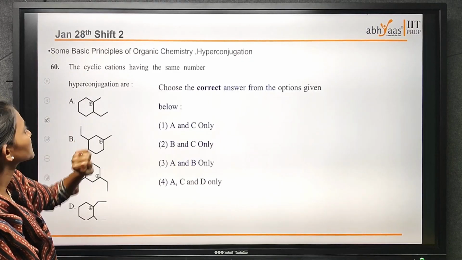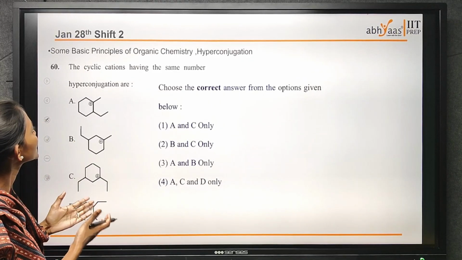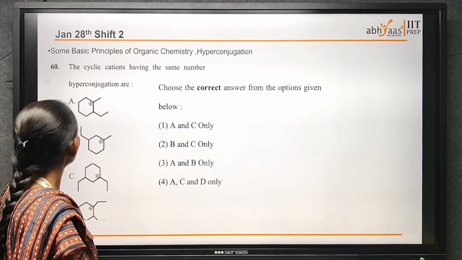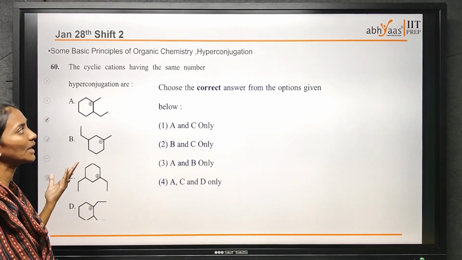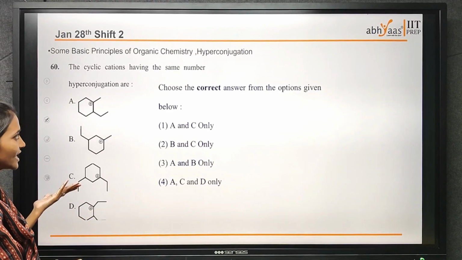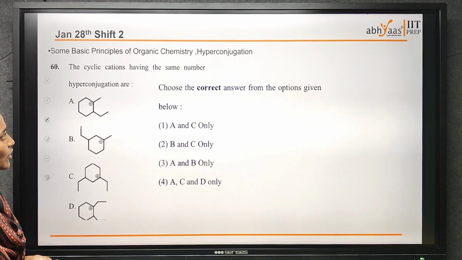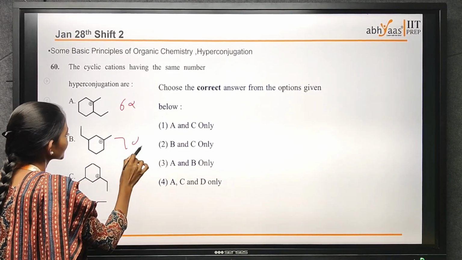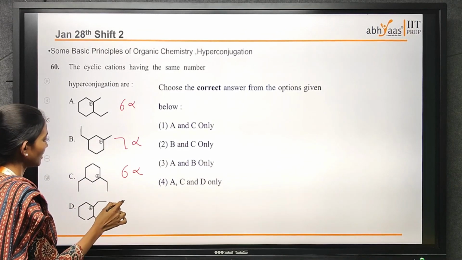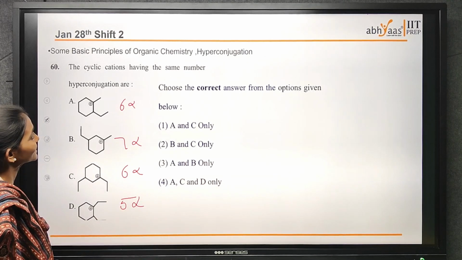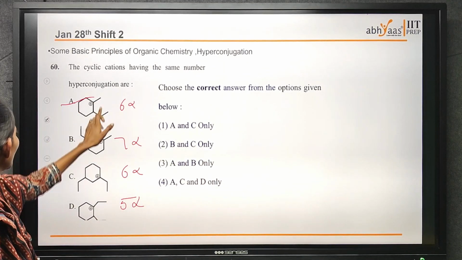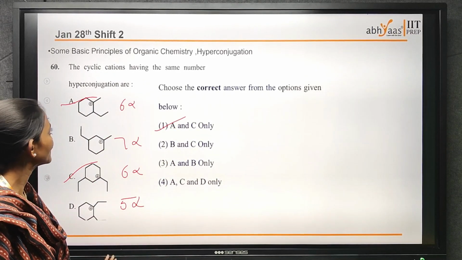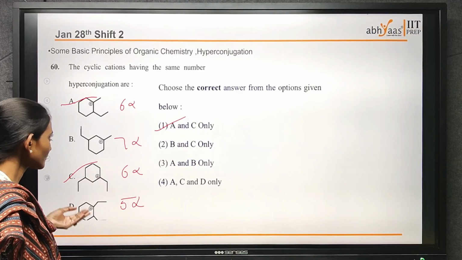This question is from some basic principles of organic chemistry. The cyclic cations having the same number of hyperconjugation structures. Choose the correct answer from the options given below. They have given some compounds. They are asking how many alpha hydrogens. The stability of a carbocation is directly proportional to the number of hyperconjugation structures, right? So we have here 6 alpha hydrogens, here you have 7, here you have 6, and here you have 5. They are asking for the same number of hyperconjugation. We have A and C. So the option will be A and C. 1 is your answer. So a simple question depending upon the concept.